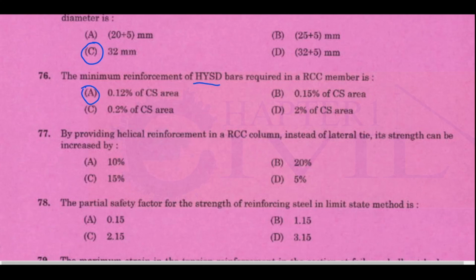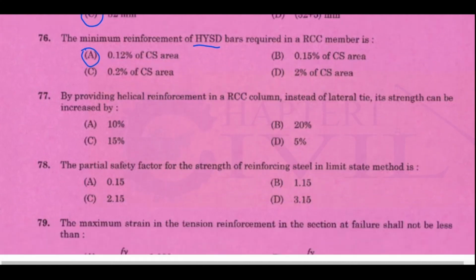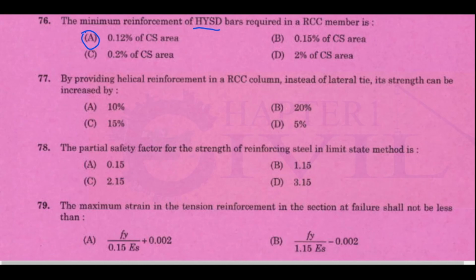Question number 77. By providing helical reinforcement in a RCC column instead of lateral tie, its strength can be increased by 10%, 20%, 15%, 5%. By providing helical reinforcement, we can increase the strength by 5% in a column.